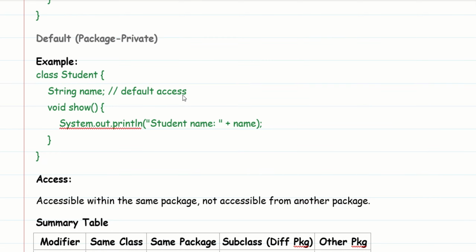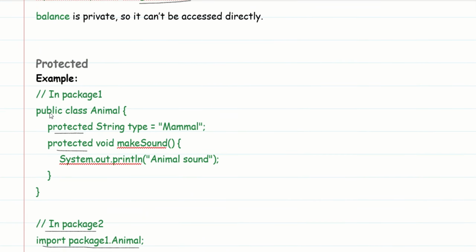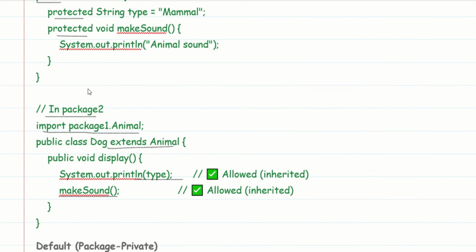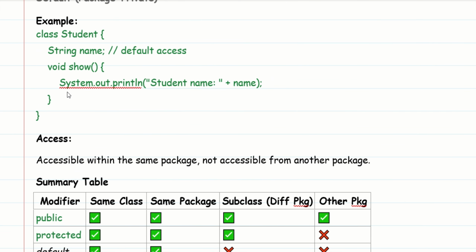Then default, or package-private, is when no access modifier is specified. In the earlier cases you can see I have specified public, protected and so on. If no access modifier is added, then it is considered default. Default means package-private, accessible only within the same package. Here is an example: within the package, you can access the name or the show method and so on.